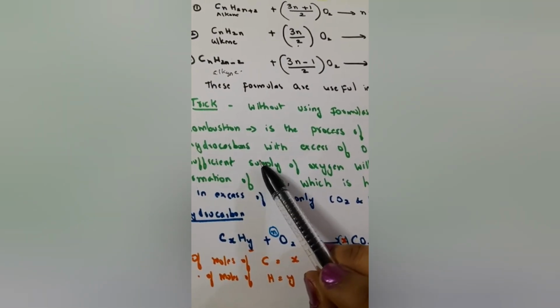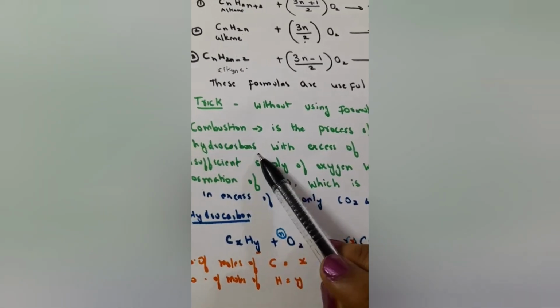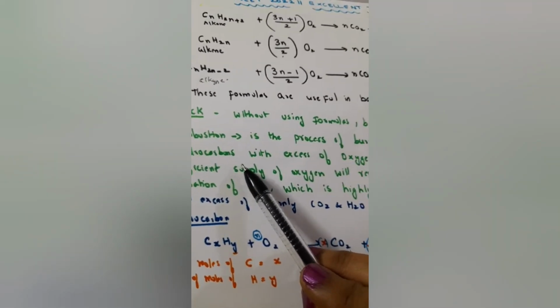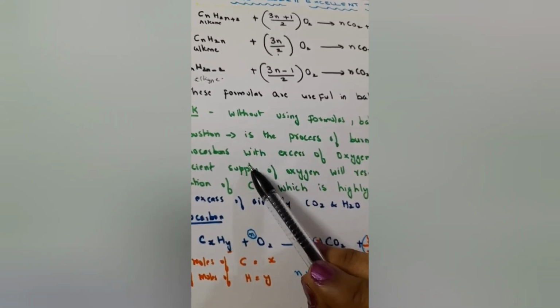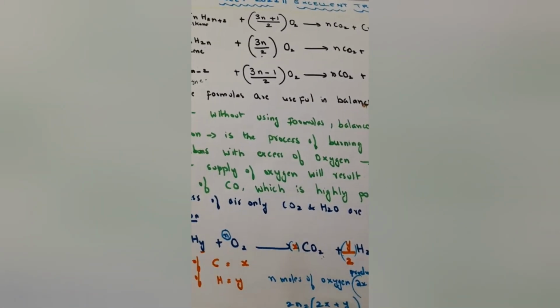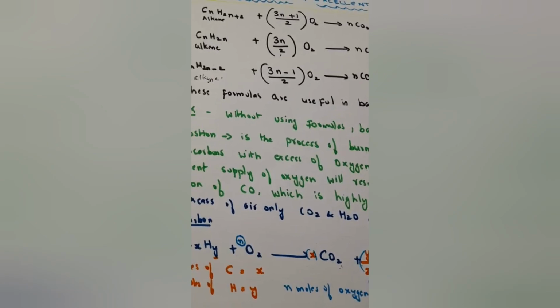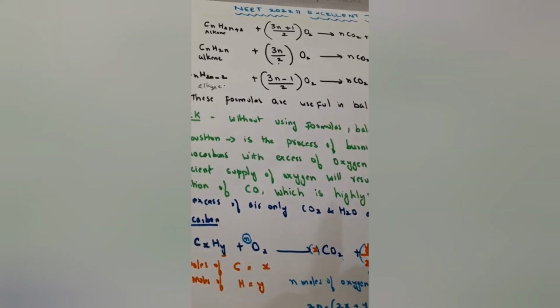And now what is meant by hydrocarbon? Hydrocarbons are compounds containing hydrogen and carbon. If you burn hydrocarbons, always burn them with excess of oxygen. Why should you do like that? Now, why do we want excess of air?